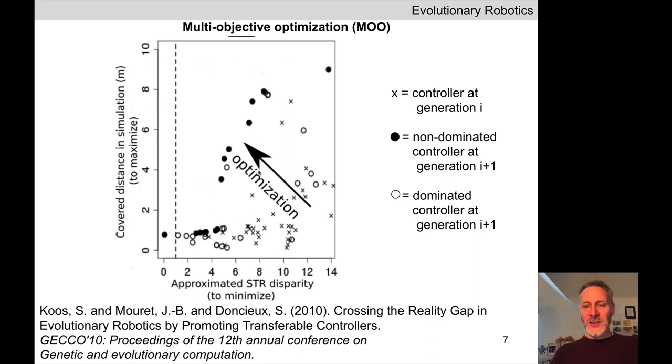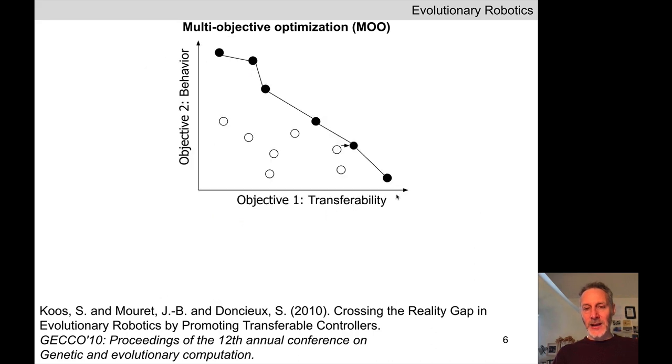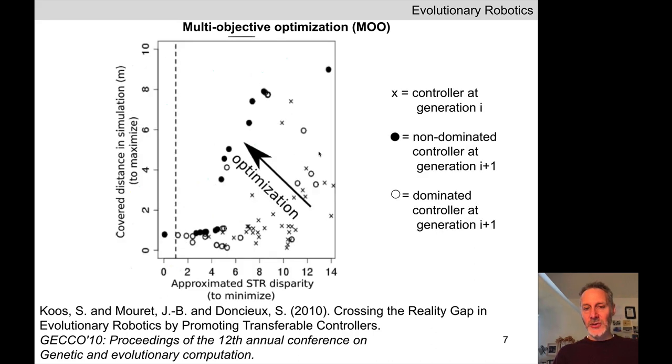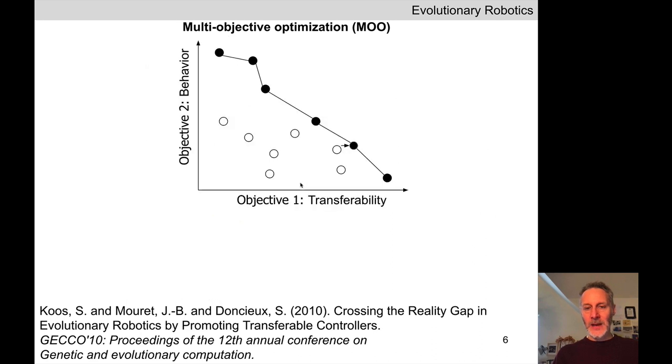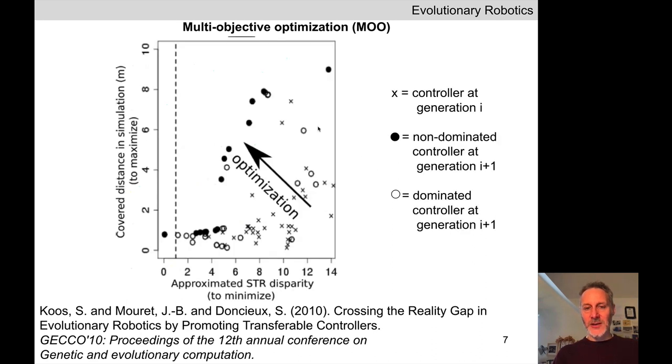When we go from crosses to circles, black and white, the circles all represent controllers in the next generation, the I plus oneth generation. First thing you should notice is that the circles tend to be higher and to the left of the X's. So the optimization has made a little bit of progress here. And again, like in my cartoon, dominated solutions are shown as white circles and non-dominated solutions are shown as black circles.